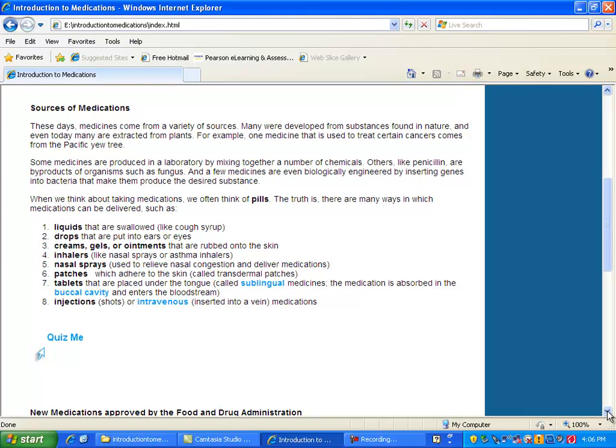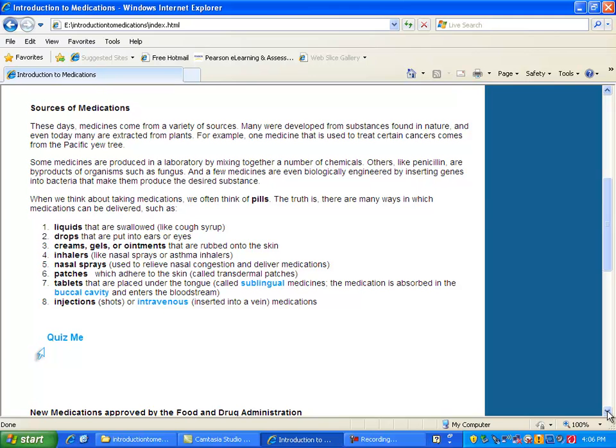There are inhalers, like an asthma inhaler, which is a pressurized container that's breathed into the respiratory tract. There are nasal sprays used to relieve nasal congestion and or deliver medications. There are transdermal patches which adhere to the skin and release medication slowly and gradually. There are tablets that are placed under the tongue, called sublingual medications. These medications are absorbed in the buccal cavity and then enter the bloodstream.